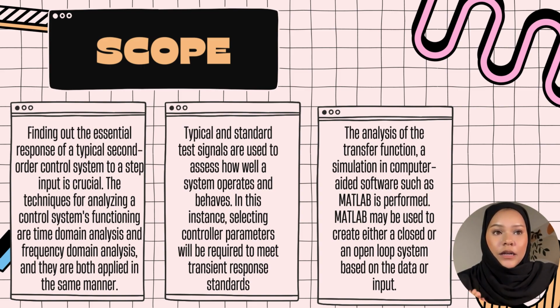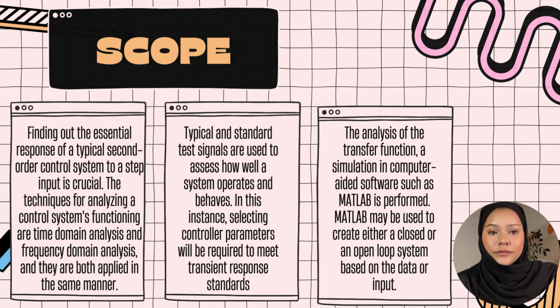Second, typical and standard test signals are used to assess how well a system operates and behaves. In this instance, selecting control parameters will be required to meet transient response standards. Third is the analysis of the transfer function. A simulation in computer aided software such as MATLAB is performed. MATLAB may be used to create either a closed loop or an open loop based on the data or input.